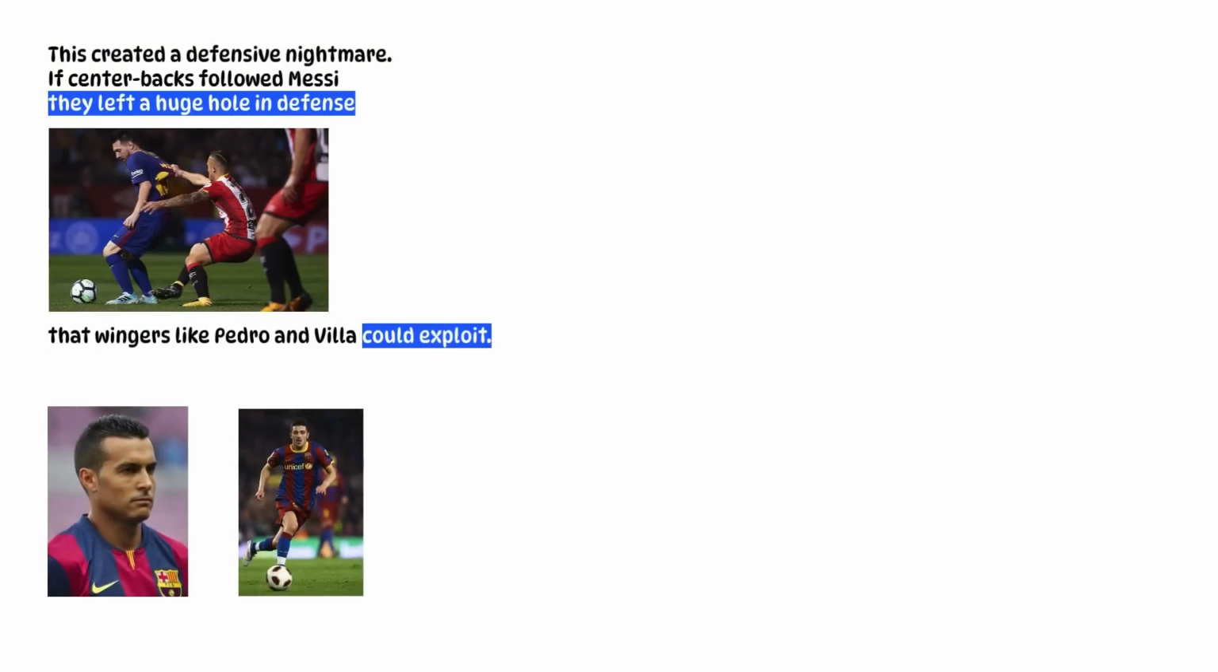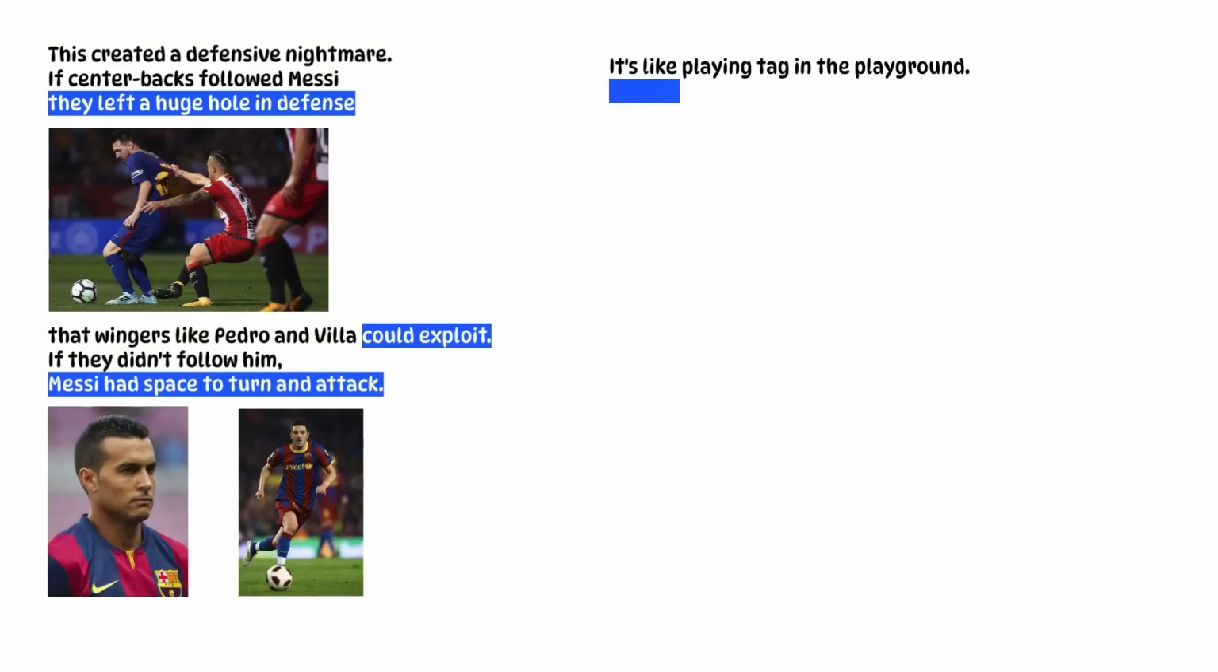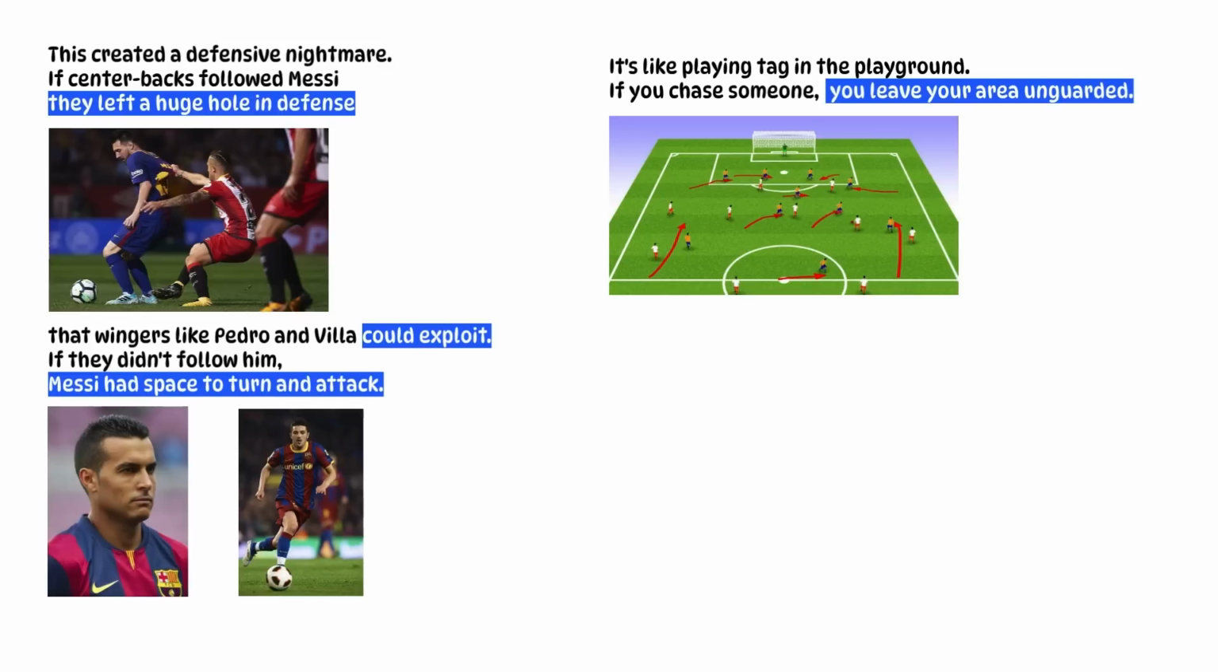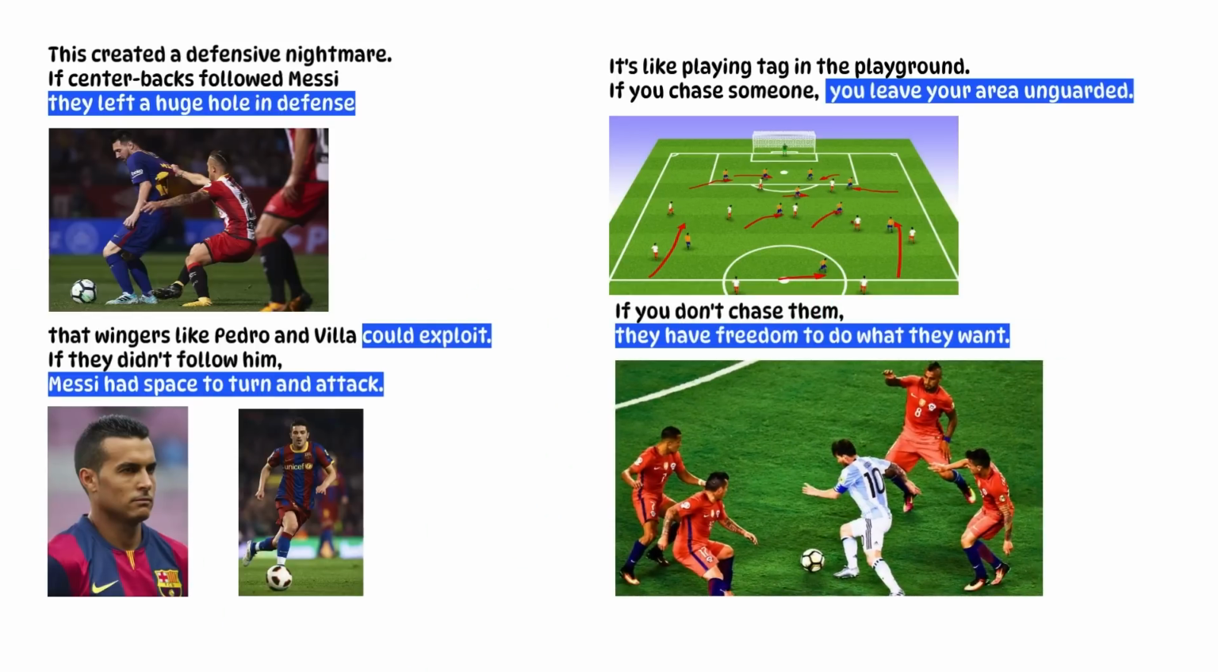This created a defensive nightmare. If centre-backs followed Messi, they left a huge hole in defence that wingers like Pedro and Villa could exploit. If they didn't follow him, Messi had space to turn and attack. It's like playing tag in the playground. If you chase someone, you leave your area unguarded. If you don't chase them, they have freedom to do what they want.